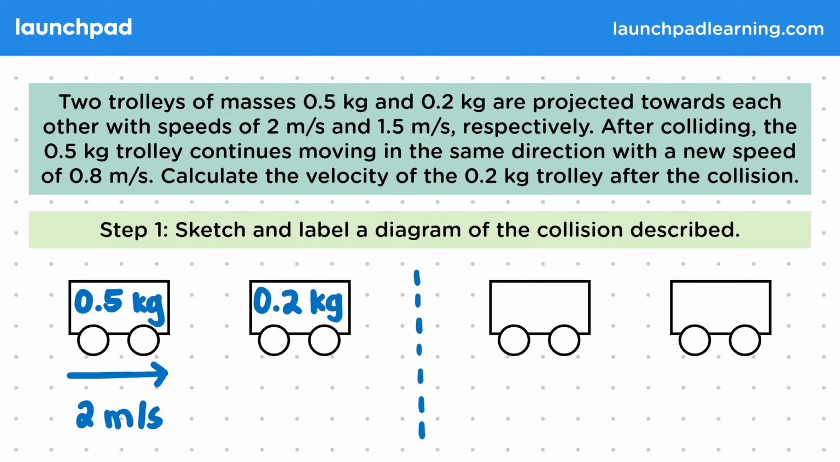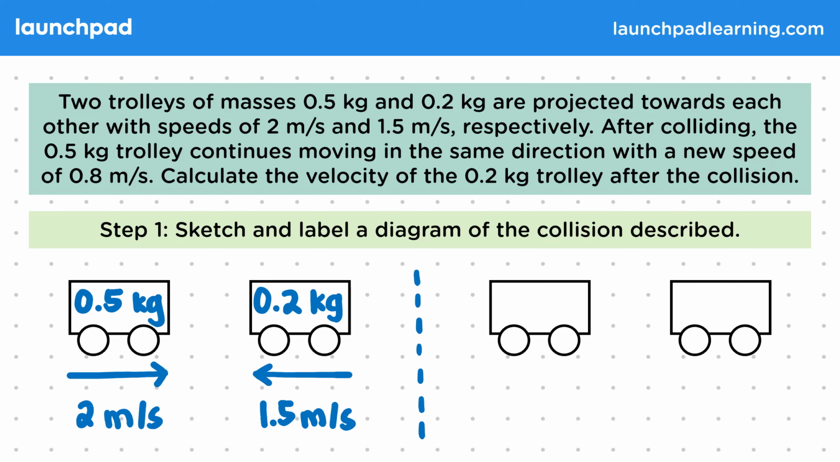Now for the second trolley. Here we need to read the question carefully. It says that before the collision, the two trolleys were projected towards each other. So that means the second trolley was moving in the opposite direction to the first, to the left. Then it has a speed of 1.5 meters per second. Remember that we'll need to treat this as a negative number during our calculation.